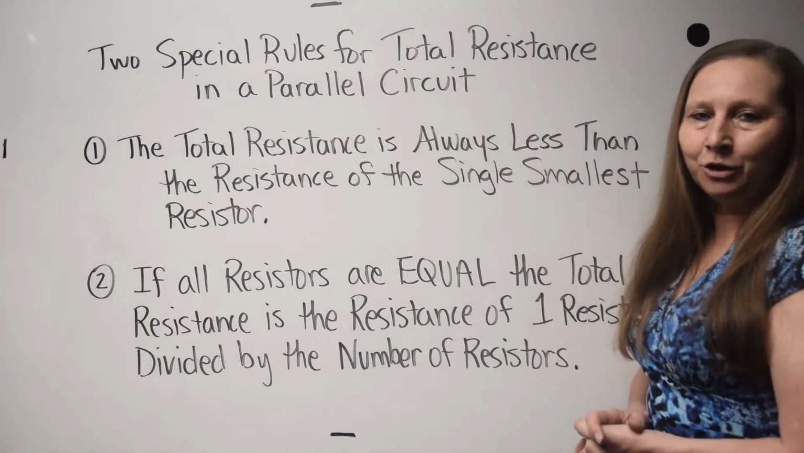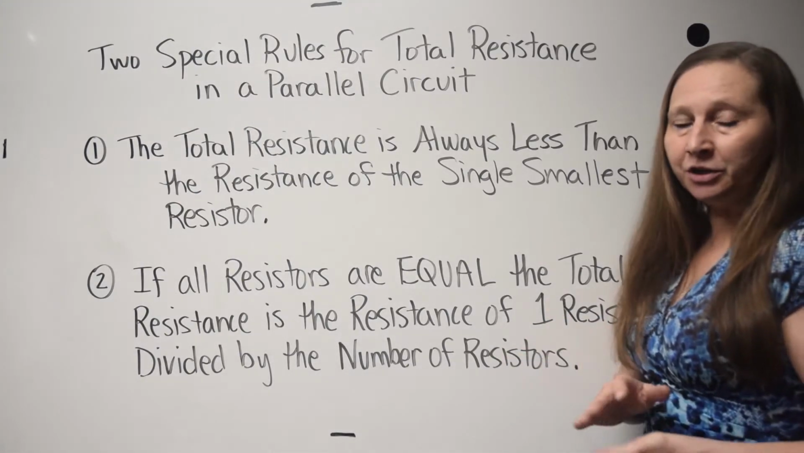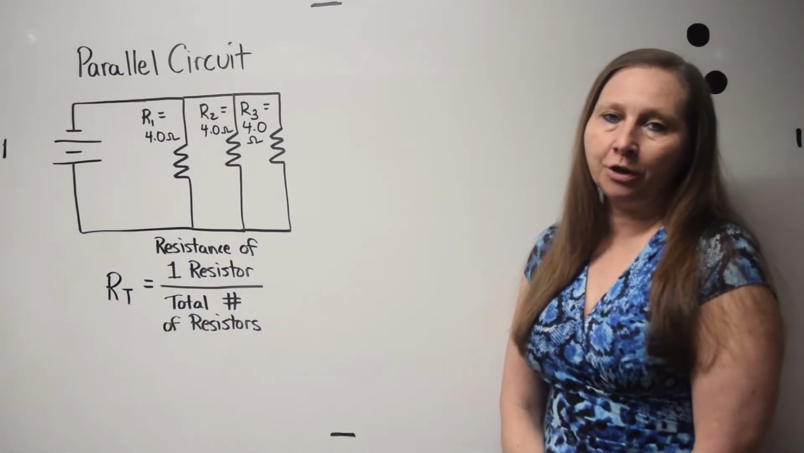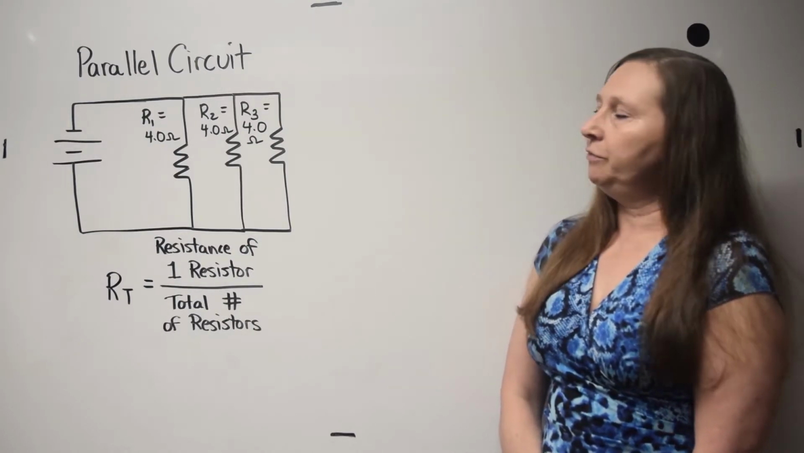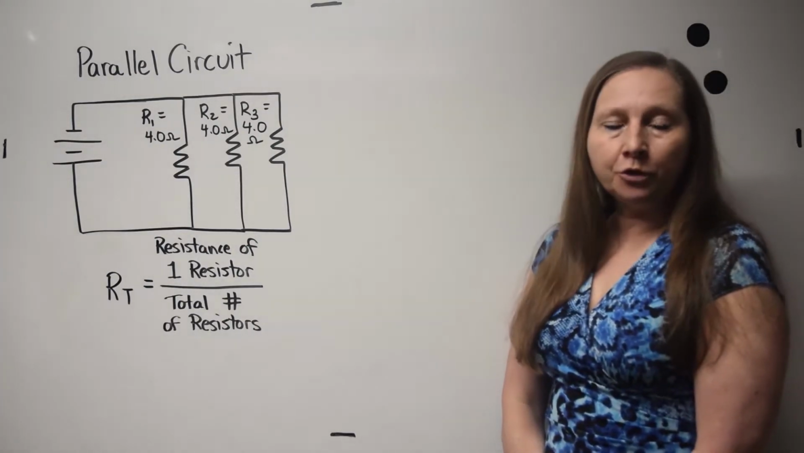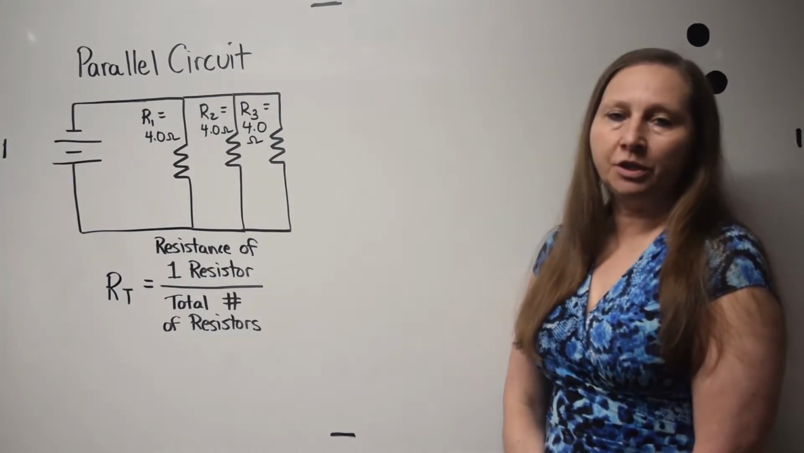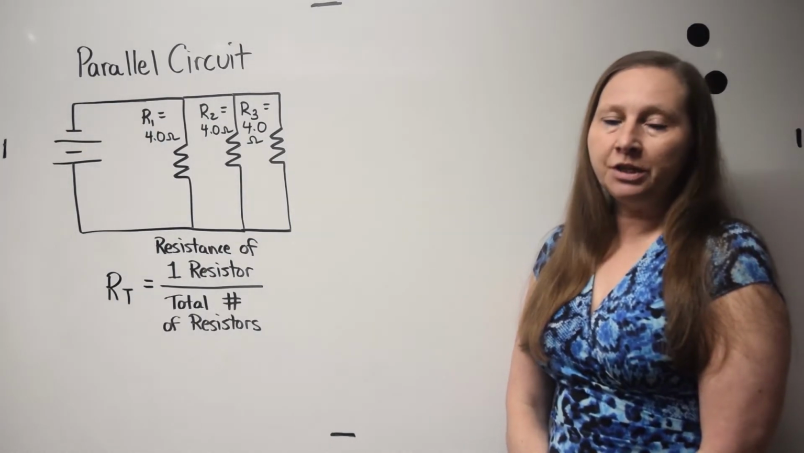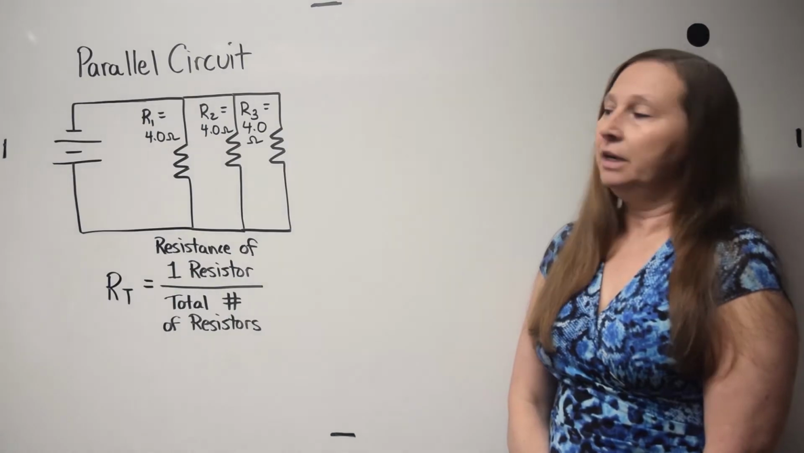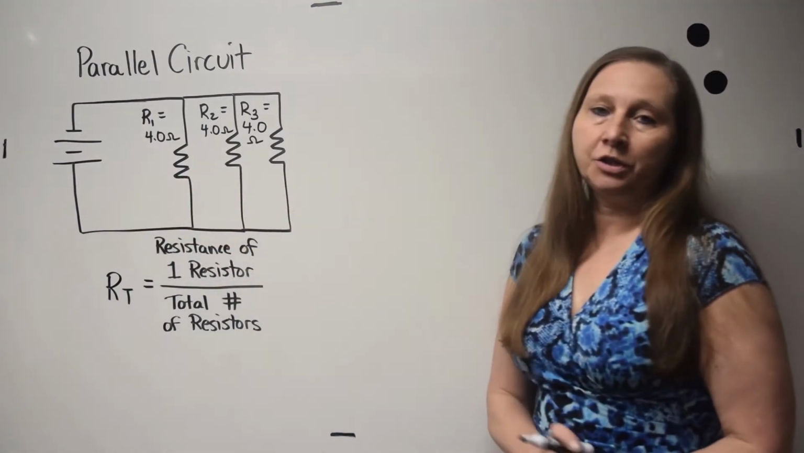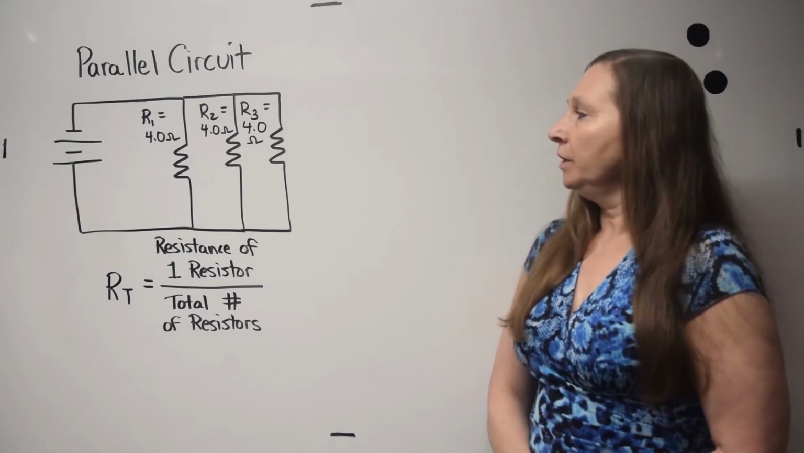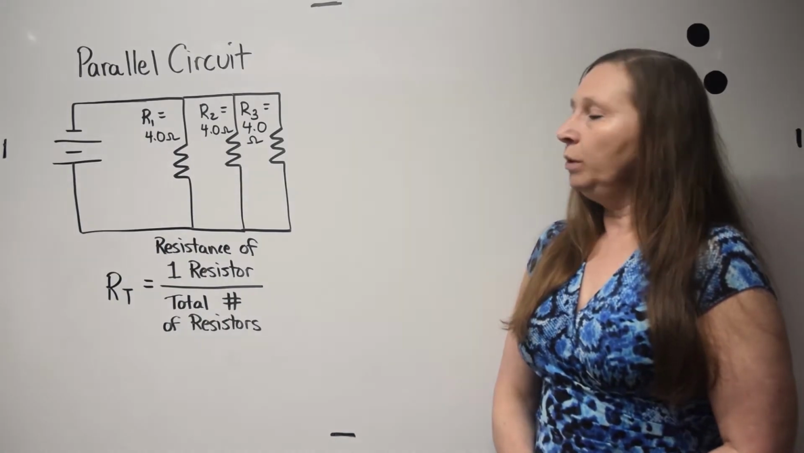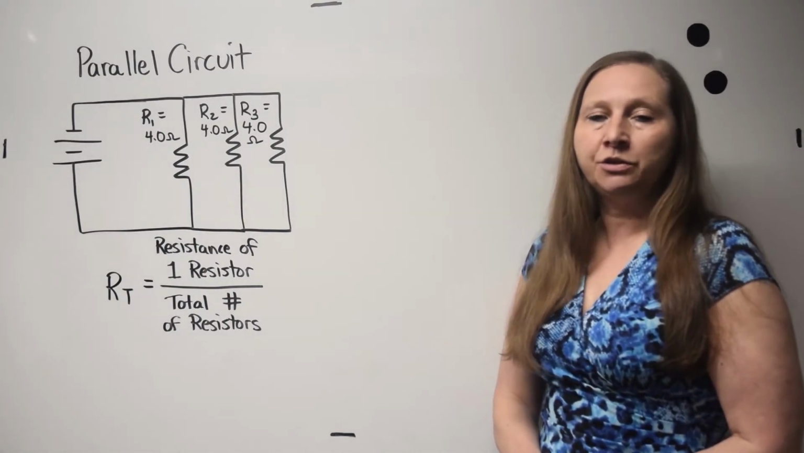Let me show you how this works using the problem that we just finished. Let's see how the special rules for total resistance in a parallel circuit apply to the problem that we did just a few minutes ago. So, the first rule said that the total resistance in a parallel circuit is always less than the resistance of the single smallest resistor. Now in this case, all the resistors are the same. So the single smallest resistor would be any one of the three 4 ohm resistors. So we'll just say that the single smallest resistor is 4 ohms.